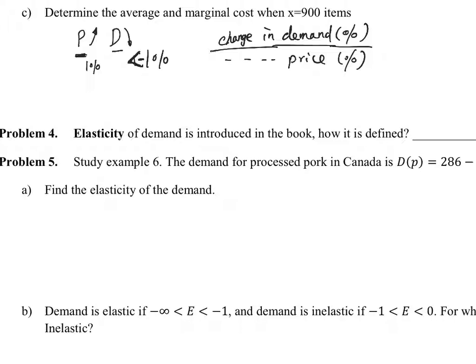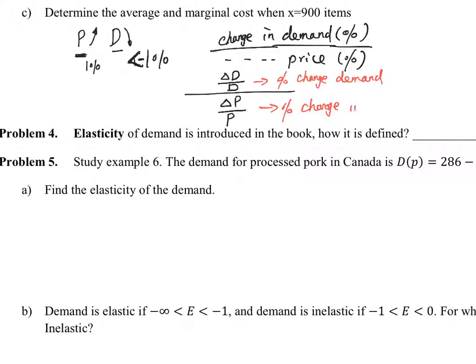How do we find the percent of change in price? You're going to do this: the change in the price divided by your original price. So delta P means the change in price. That's the percent of change in price, which is in the denominator. And the change in demand, similarly, you're going to have the change in the demand divided by overall demand. So this means the percent change in demand, right? And similarly, the bottom one will be the percent change in price.